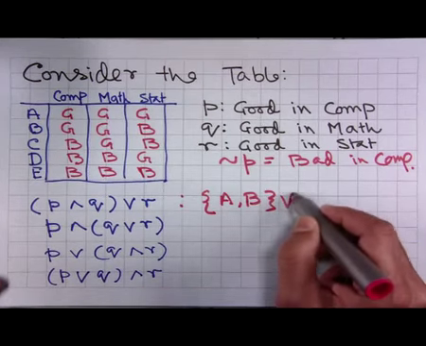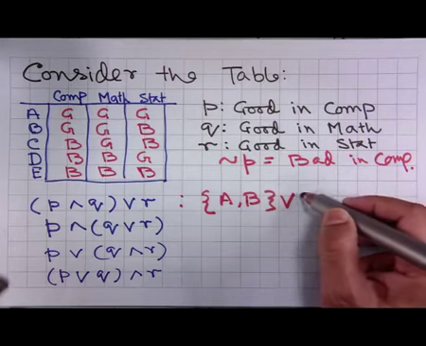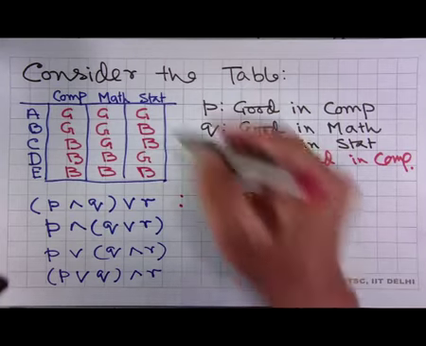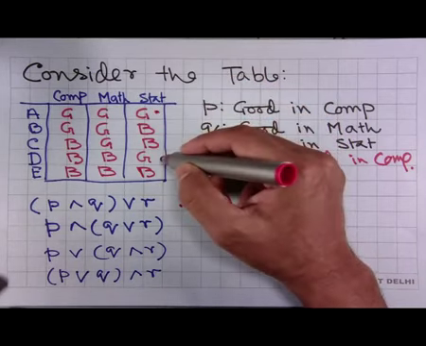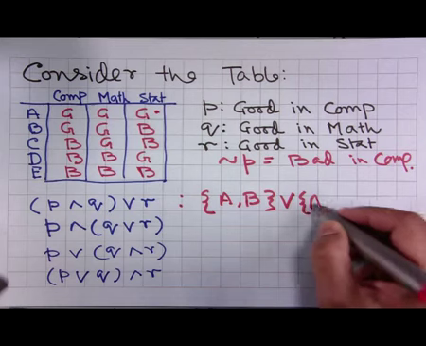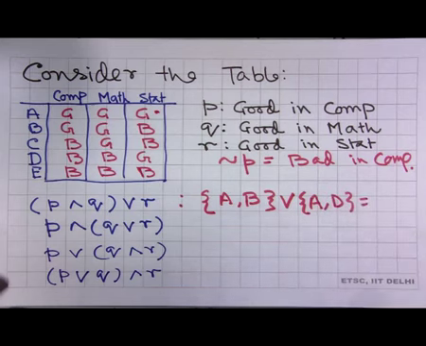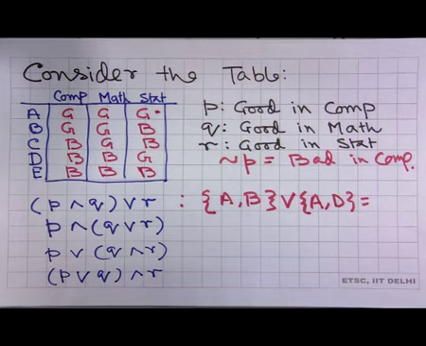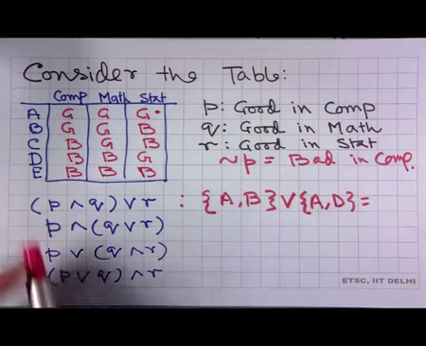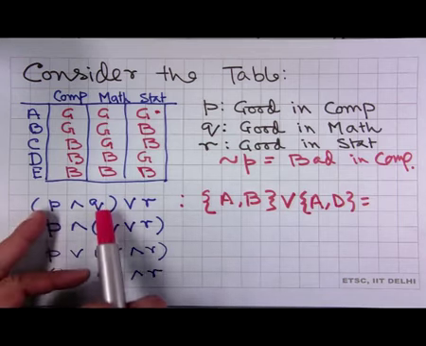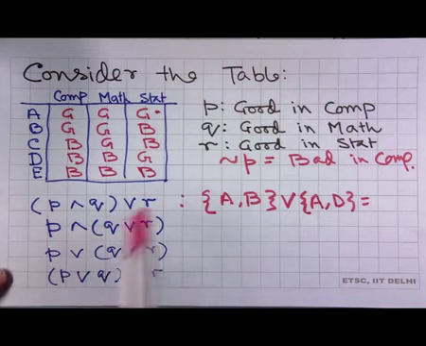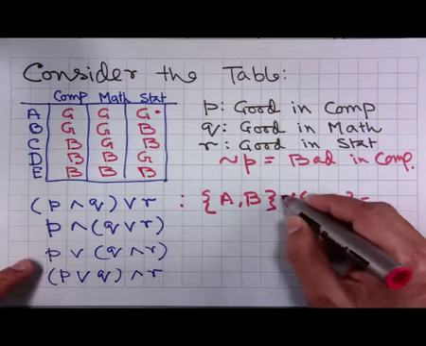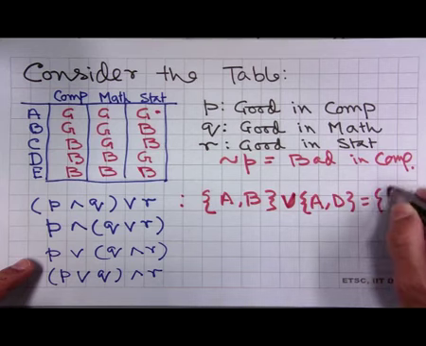Or R. What is R? R is good in statistics. So, who are the persons there? A and D. Therefore, the truth set for (P and Q) or R means anybody who is good in both P and Q or anybody who is good in statistics. Therefore, we get the union of this set, which is going to be A, B, D.